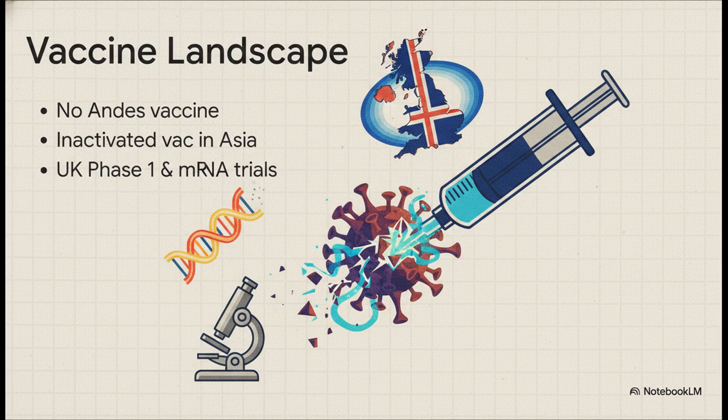There are some inactivated whole virus vaccines used regionally in places like South Korea and China. But, and this is a big but, the notes explicitly confirm that there is currently 0 vaccine available for that highly dangerous human-to-human transmissible Andes strain. The good news, though, is that science is moving fast. There are phase 1 human trials happening right now in the UK, and cutting-edge mRNA vaccine research is actively underway to help close this gaping hole in our medical defenses.